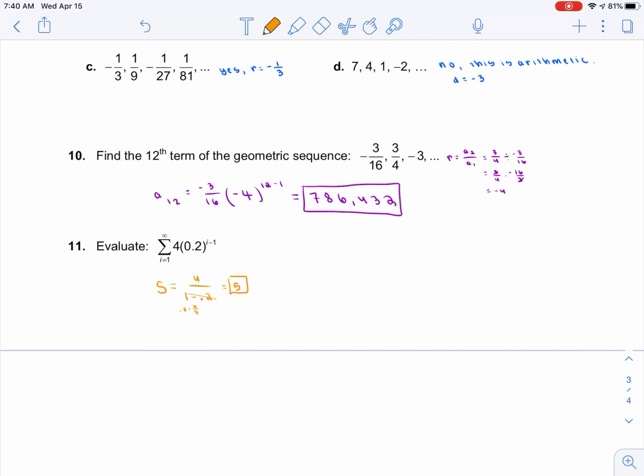And then finally, question 11, you're evaluating how do I know which formula to use? Because of that infinity symbol, you are using the infinite sum formula. So we just need that first term and then 1 minus that common ratio. When you subtract that common ratio, you get 0.8, which I did this without a calculator. I know 0.8 is 4/5. So when I divide by 4/5, it's like multiplying by 5/4, which gives me that sum of 5.